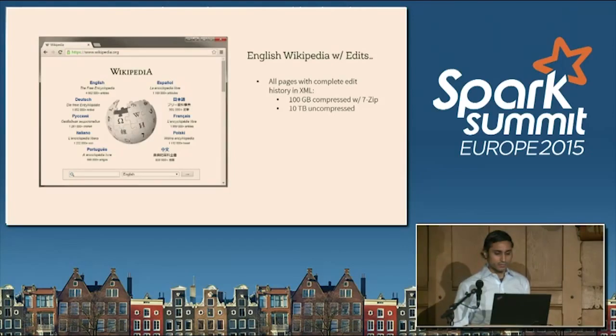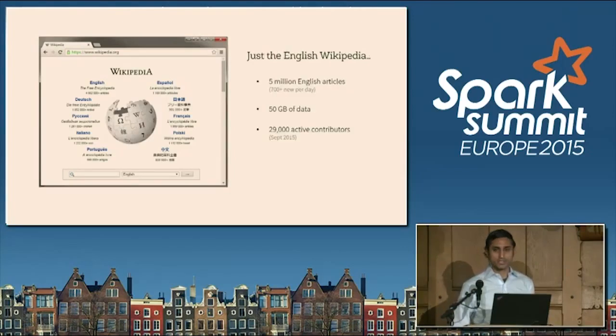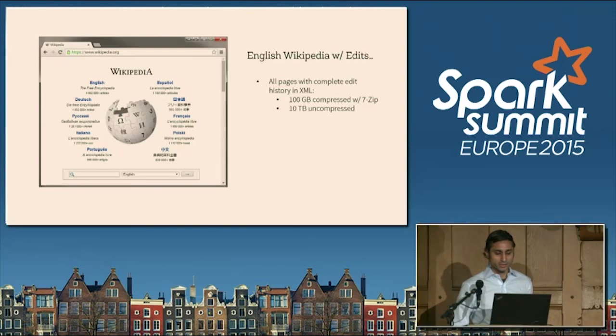Now, this is a snapshot of English Wikipedia, if you got the current live snapshot. But as you may know, Wikipedia is built by community editors. And if you go back and trace the origins of Wikipedia to 2001 and try to rebuild it with all of the edits, then it is about 10 terabytes of text uncompressed and 100 gigabytes compressed.